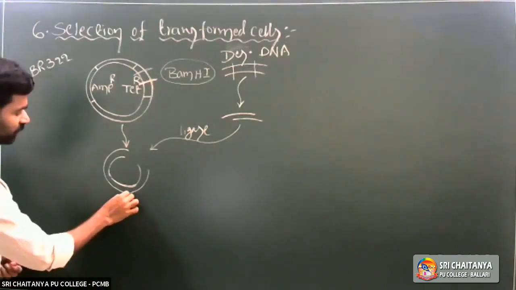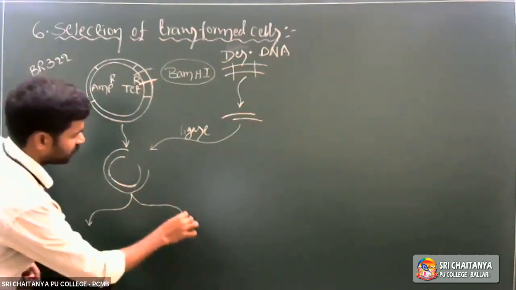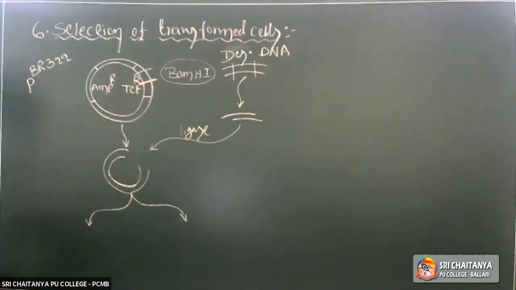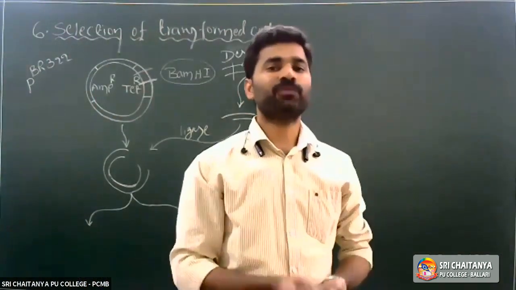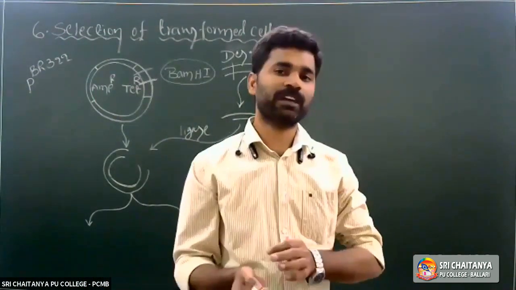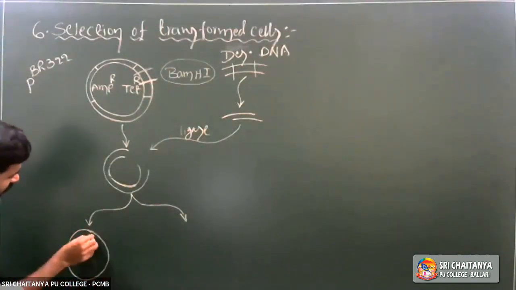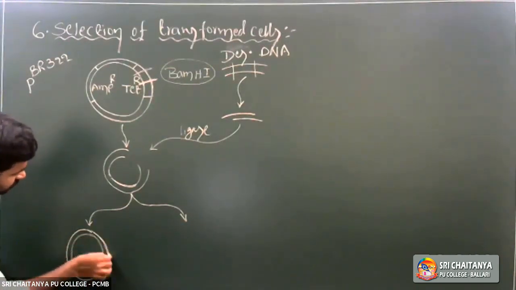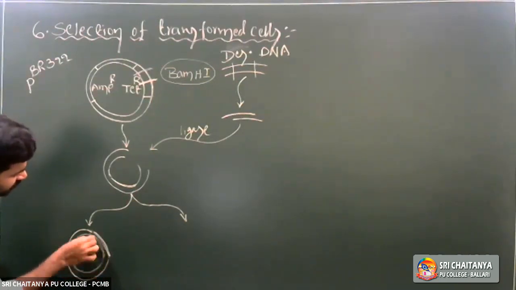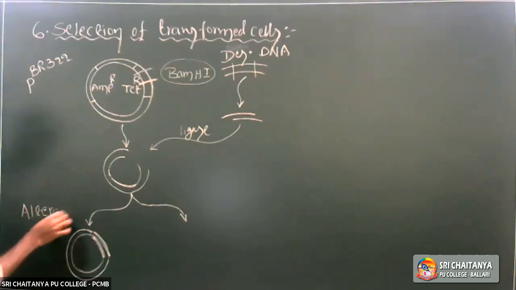But in this process, two types of vectors are formed. One is the altered vector and another one is the unaltered vector. See, some vectors are altered, some vectors are unaltered. For example, see here, this pBR322 vector has an insert. Insert means foreign genetic material. We call it an altered vector.